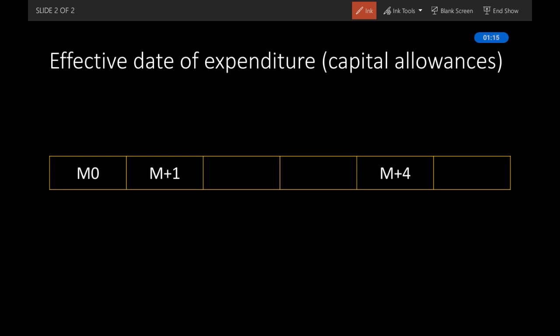Another time frame to consider is when the payment is actually due. So let's now consider that the end of month 0 is when the obligation to pay becomes unconditional. However, if the actual payment for the asset is not due until at least 4 months after the obligation has become unconditional, then the purchase is treated as made at this later date. Now you can imagine that this is important at the boundary of 2 chargeable periods.